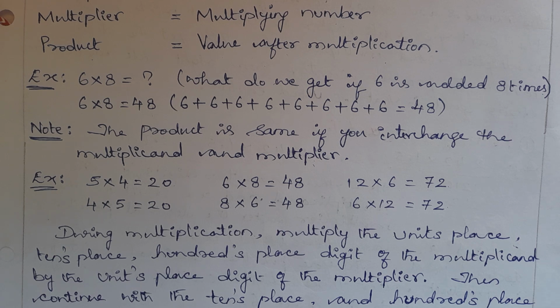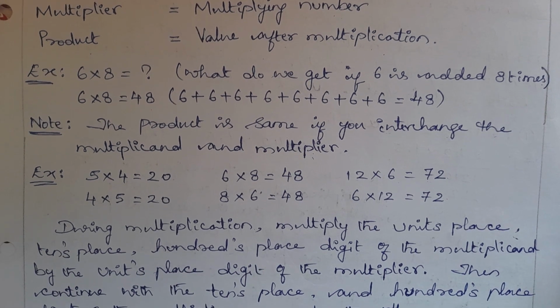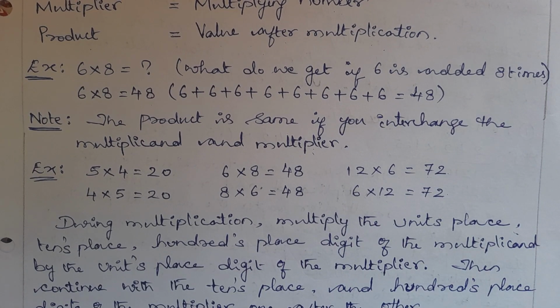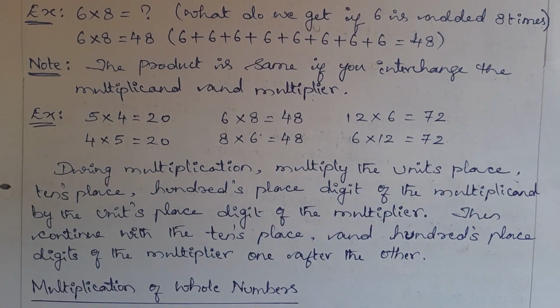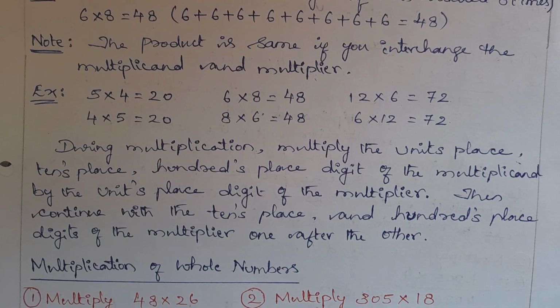So 6 plus 6 is 12, 12 plus 6 is 18, 18 plus 6 is 24, 24 plus 6 is 30, 30 plus 6 is 36, 36 plus 6 is 42, 42 plus 6 is 48. So 6 is added 8 times, we'll get 48. Note, the product is the same if you interchange the multiplicand and multiplier.